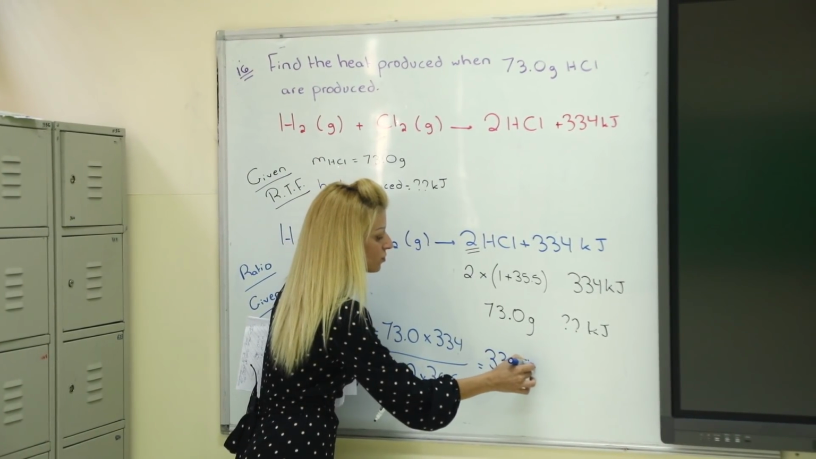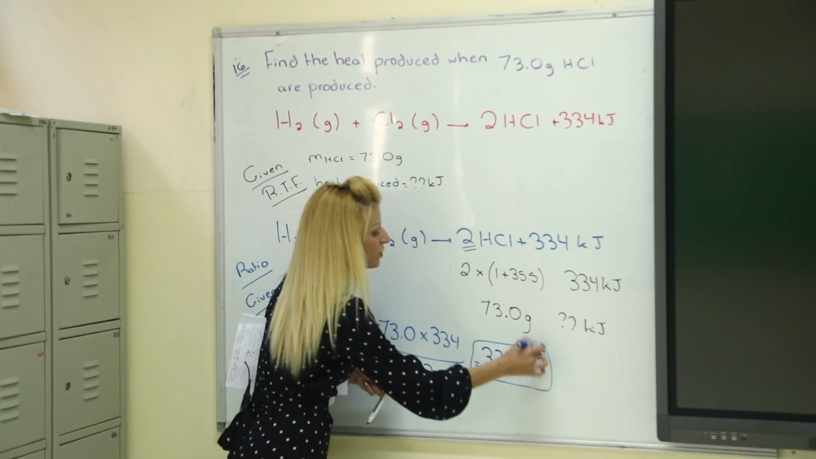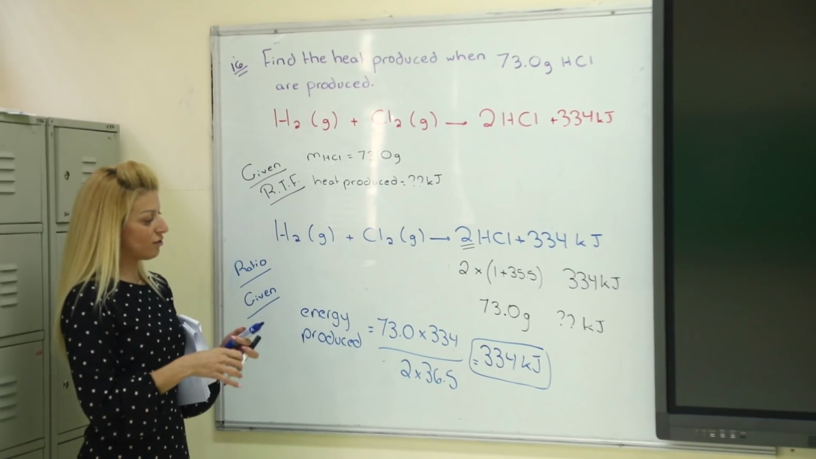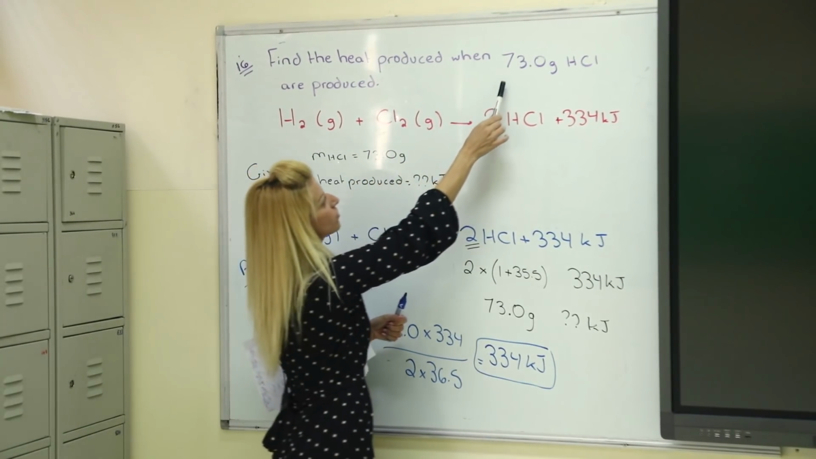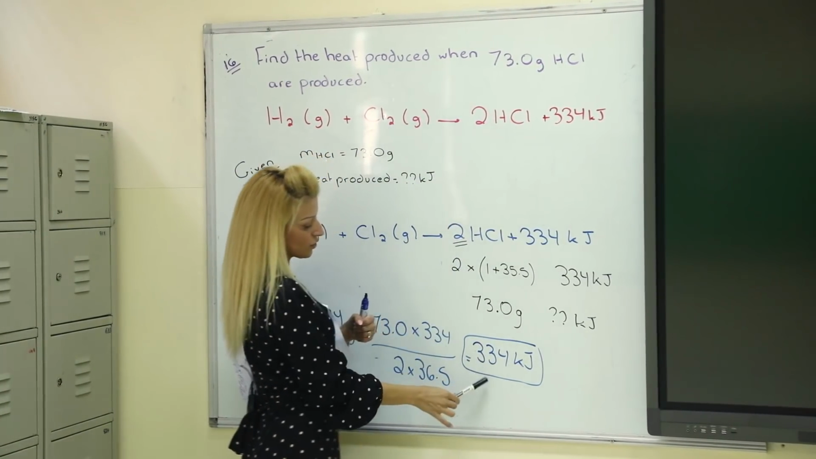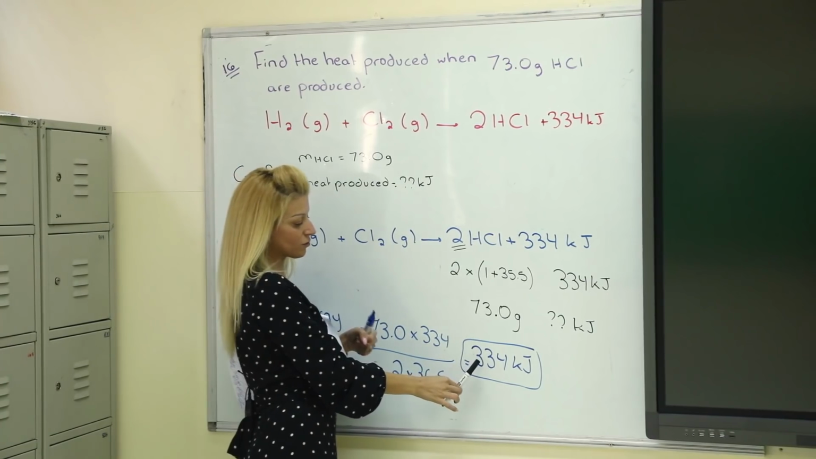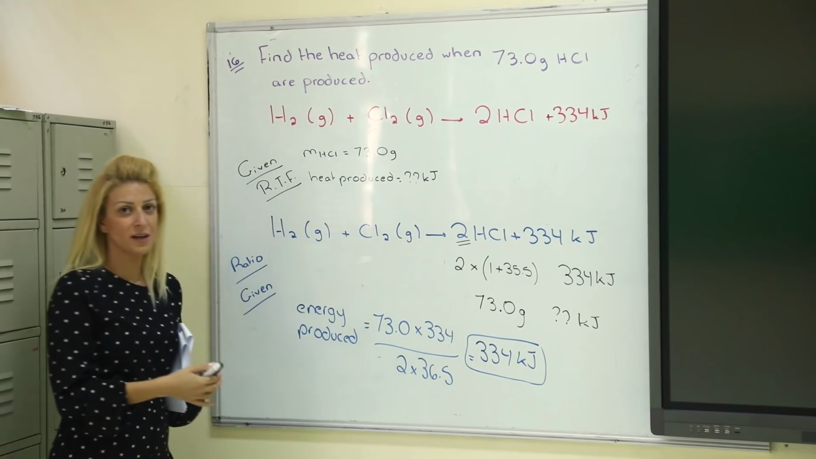We go back to the original question and we check if our answer is correct to 3 significant figures. Our given is also 3 significant figures, so our final answer is correct, which is 334 kilojoules.